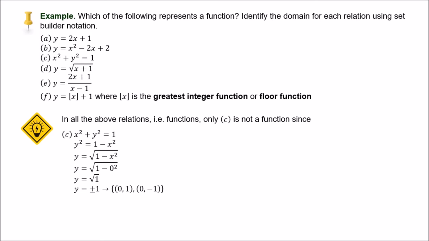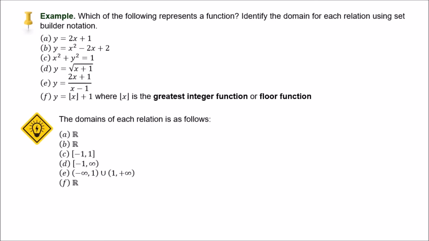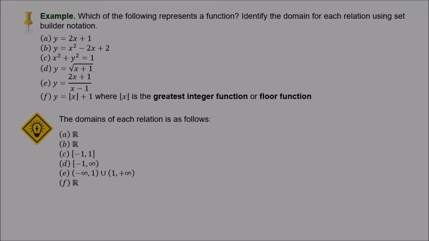As for the domain of each of the given relation, we have the following. For letter A, letter B, and letter F, the domain is the set of real numbers. While for letter C, we have the closed set from negative 1 to positive 1. For letter D, we have the set which includes negative 1 up to positive infinity. While for letter E, the domain includes the range negative infinity to 1, union 1 up to positive infinity.